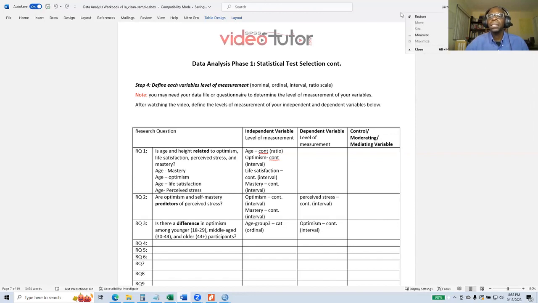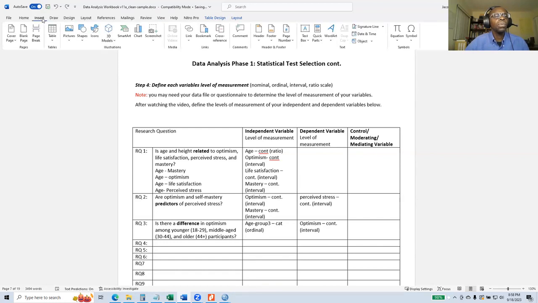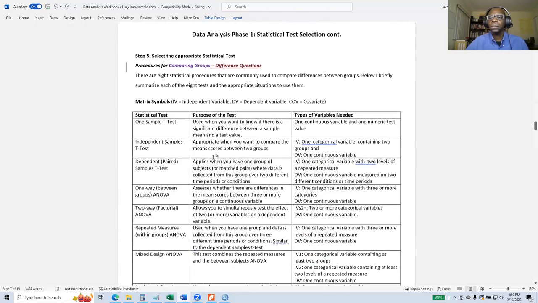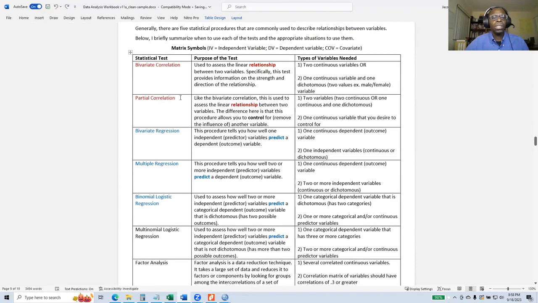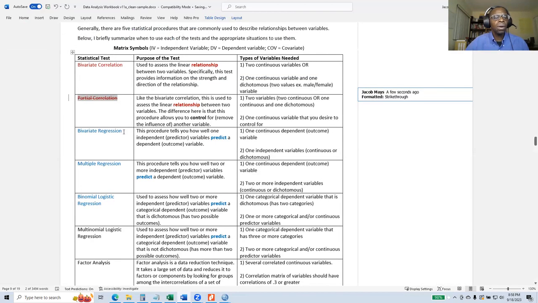Where is my view? I'm trying to get my... I can't see my table, my ribbon. That's what I'm looking for, my ribbon, and I can't find it. Okay. So there's nothing here related to that. Okay. So this is out. This is out.